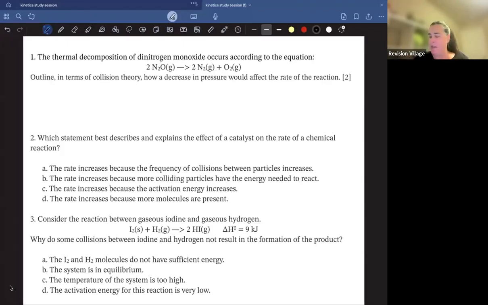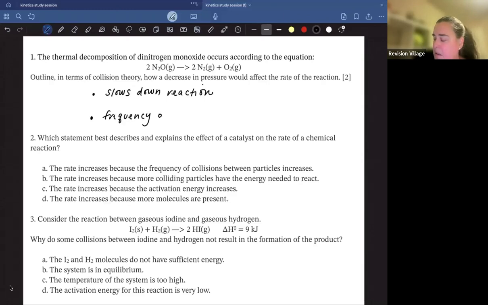All right, so I tried to give you a minute to work through these. In terms of collision theory, how does a decrease in pressure affect the reaction rate? 2-mark question. The first mark is going to be it slows down the reaction or decreases the reaction rate. And the second mark is going to be the frequency of collisions is lower. And it's probably because the molecules are farther apart.